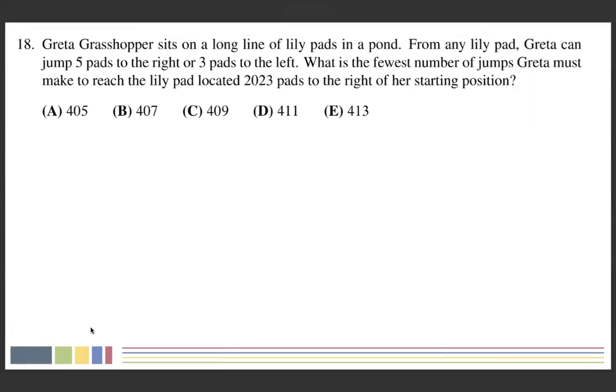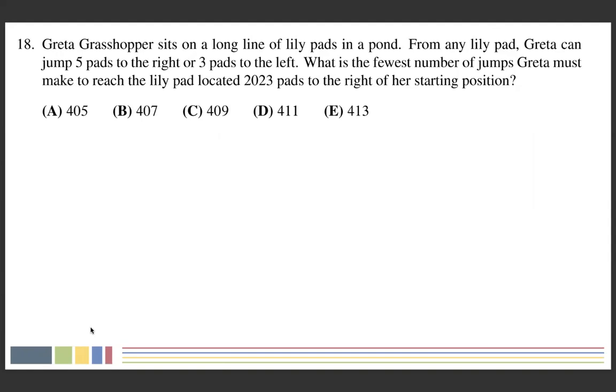Okay, this is the AMC 8 2023 problem number 18. Greta Grasshopper sits on a long line of lily pads in a pond. From any lily pad, Greta can jump 5 pads to the right or 3 pads to the left. What is the fewest number of jumps Greta must make to reach a lily pad located 2023 pads to the right of her starting position?